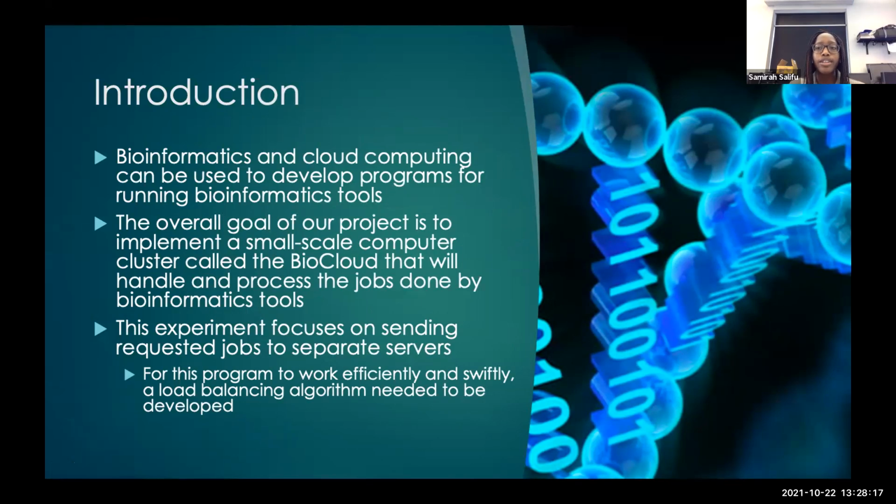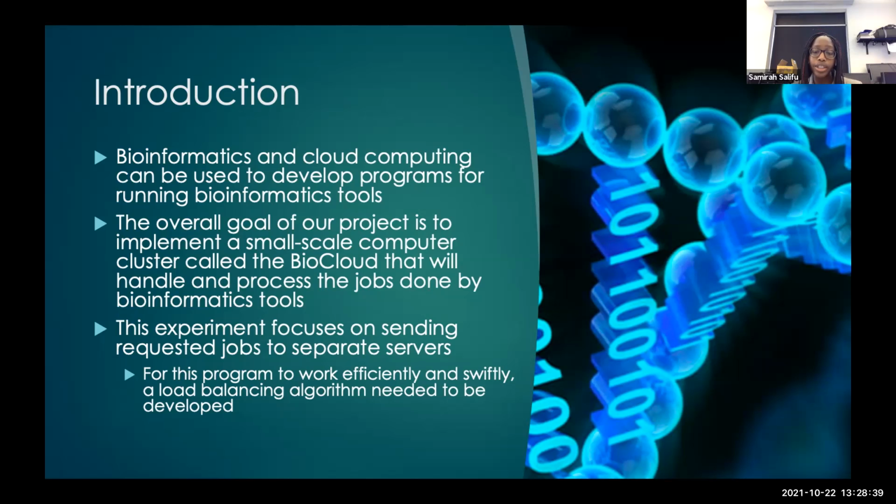This particular experiment focuses on sending requested jobs to separate servers. This allows for jobs to be processed faster. Instead of sending 5 jobs to just one server, we could spread it among any number of servers that we have. This will make managing the BioCloud program less complicated for the user.